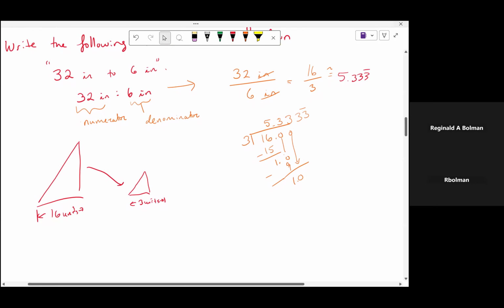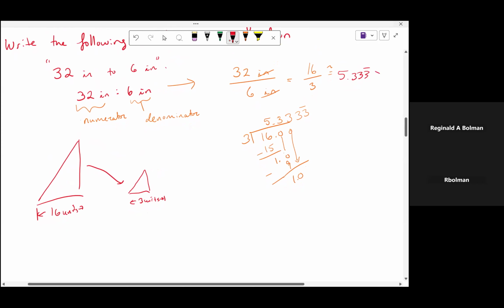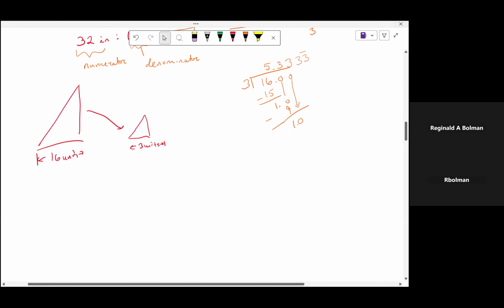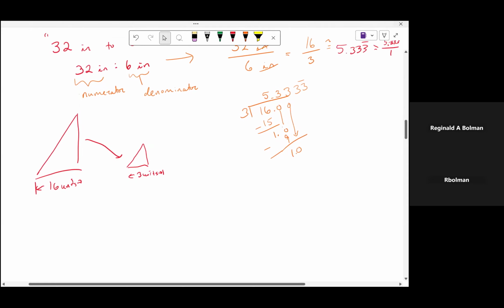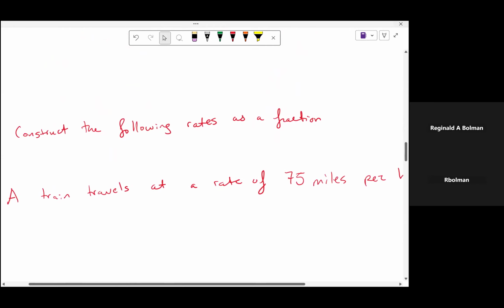So 5.33333 means that you've got roughly 5 units to every 1 unit. So remember, this 5.333 is the same thing as 5.333 over 1. So you could also say that you have roughly 5 units to every 1 unit in the real world, or more precisely, you have 5 1/3 unit to every 1 unit in the real world. So it doesn't really matter how you want to represent that particular object. Okay.